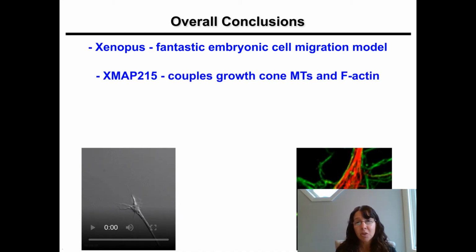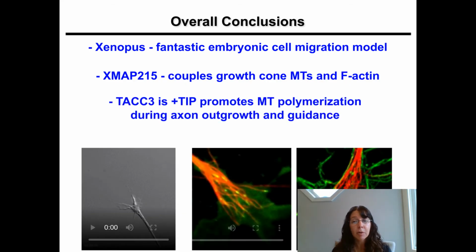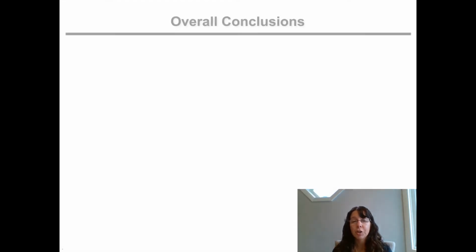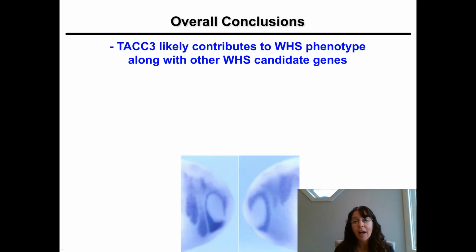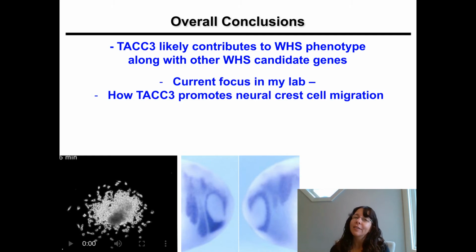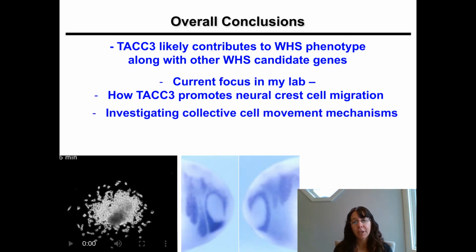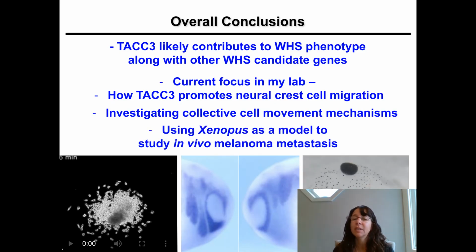XMAP215 not only is a microtubule polymerase, but it also can couple or align growth cone microtubules with F-actin. TACC3 is a plus tip that promotes microtubule polymerization during axon outgrowth and guidance. I've also shown you work showing that TACC3 likely contributes to the WHS phenotype along with the other candidate genes. And the current focus of research in my lab moving forward is studying how TACC3 specifically promotes neural crest cell migration. And also, I didn't tell you about 2 projects looking at how collective cell movements are regulated, as well as we're now transitioning to using Xenopus as a model system to study in vivo melanoma metastasis.